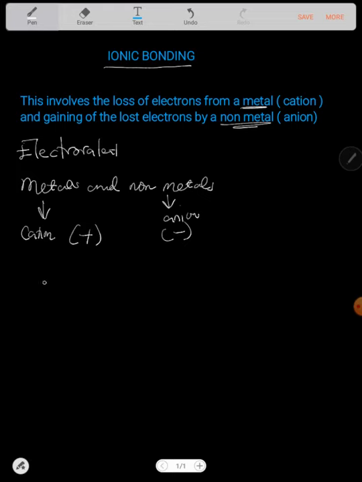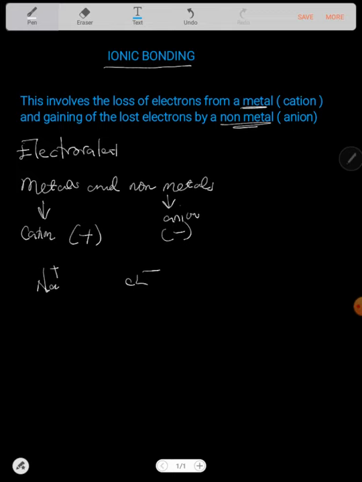For example, the reaction between sodium and chlorine. Sodium is a metal, chlorine is a non-metal. Chlorine is found in group 7, sodium is found in group 1. Because sodium is a metal, it's going to lose one electron. Chlorine, a non-metal in group 7, needs one electron. So how am I going to indicate this in the form of a bond?